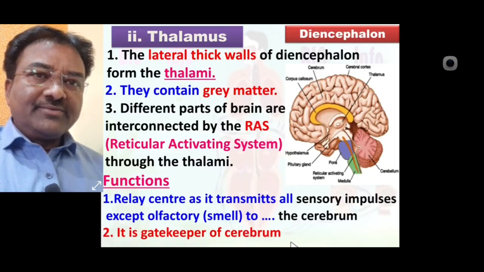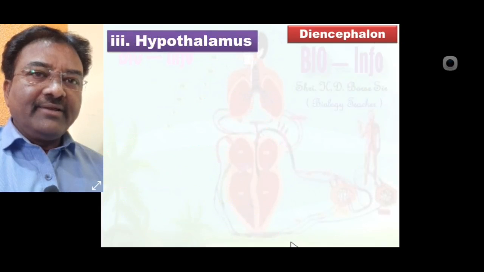Hope that you understood everything. Up to this we discussed in detail that thalamus is a part of diencephalon. Now the third part of diencephalon is called hypothalamus.